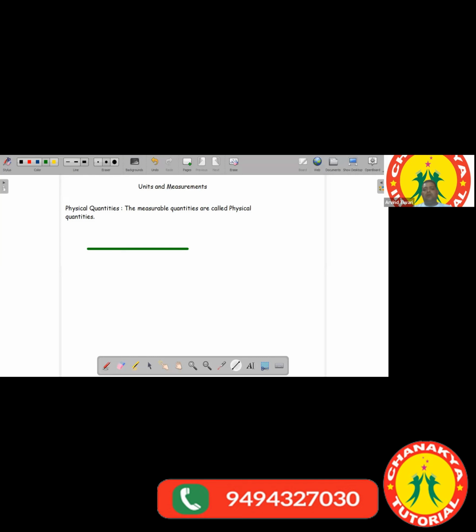Suppose you are given this rod. So what are the things that you can measure for it? Length. Okay, we can measure its length, fine, and we can measure its mass. Any other thing? Its volume. Very good.